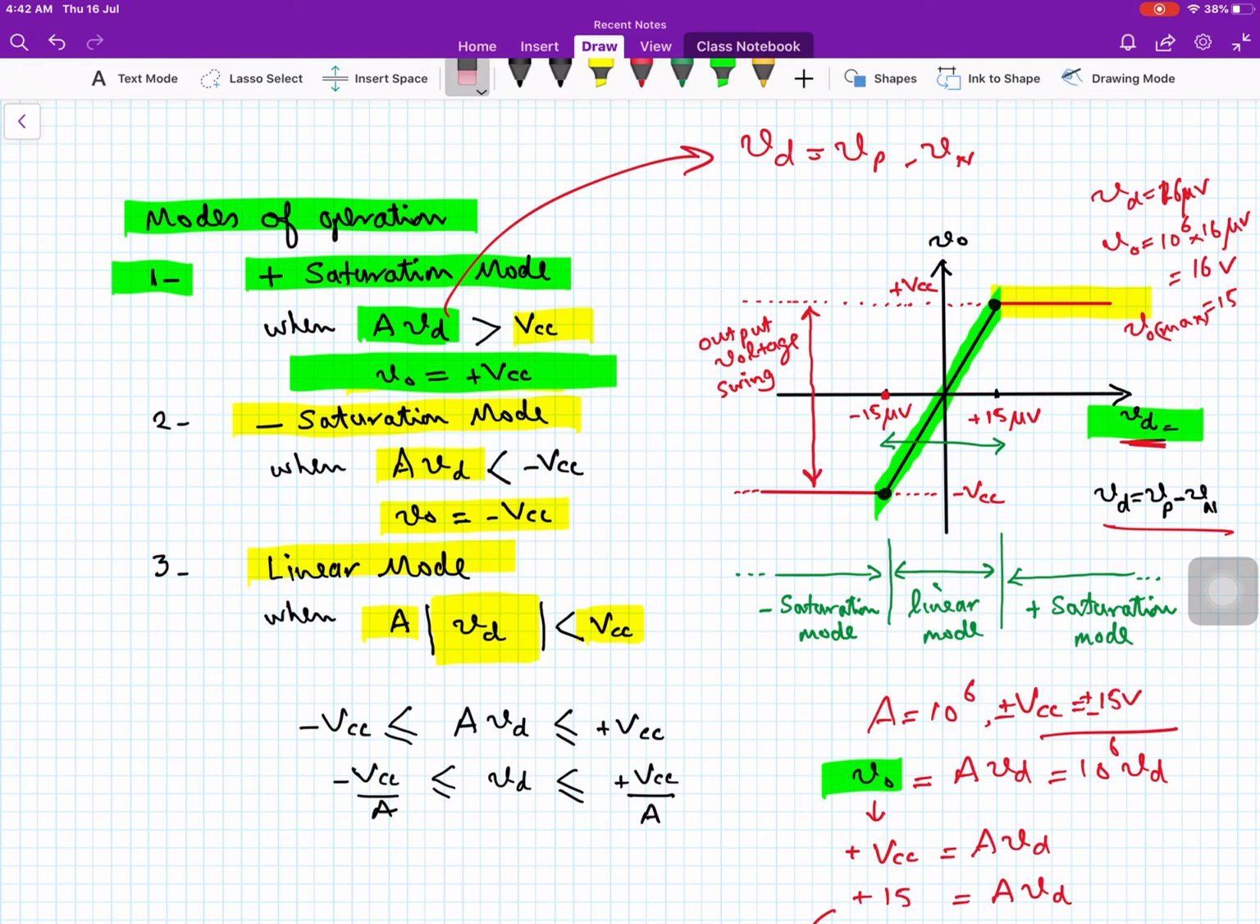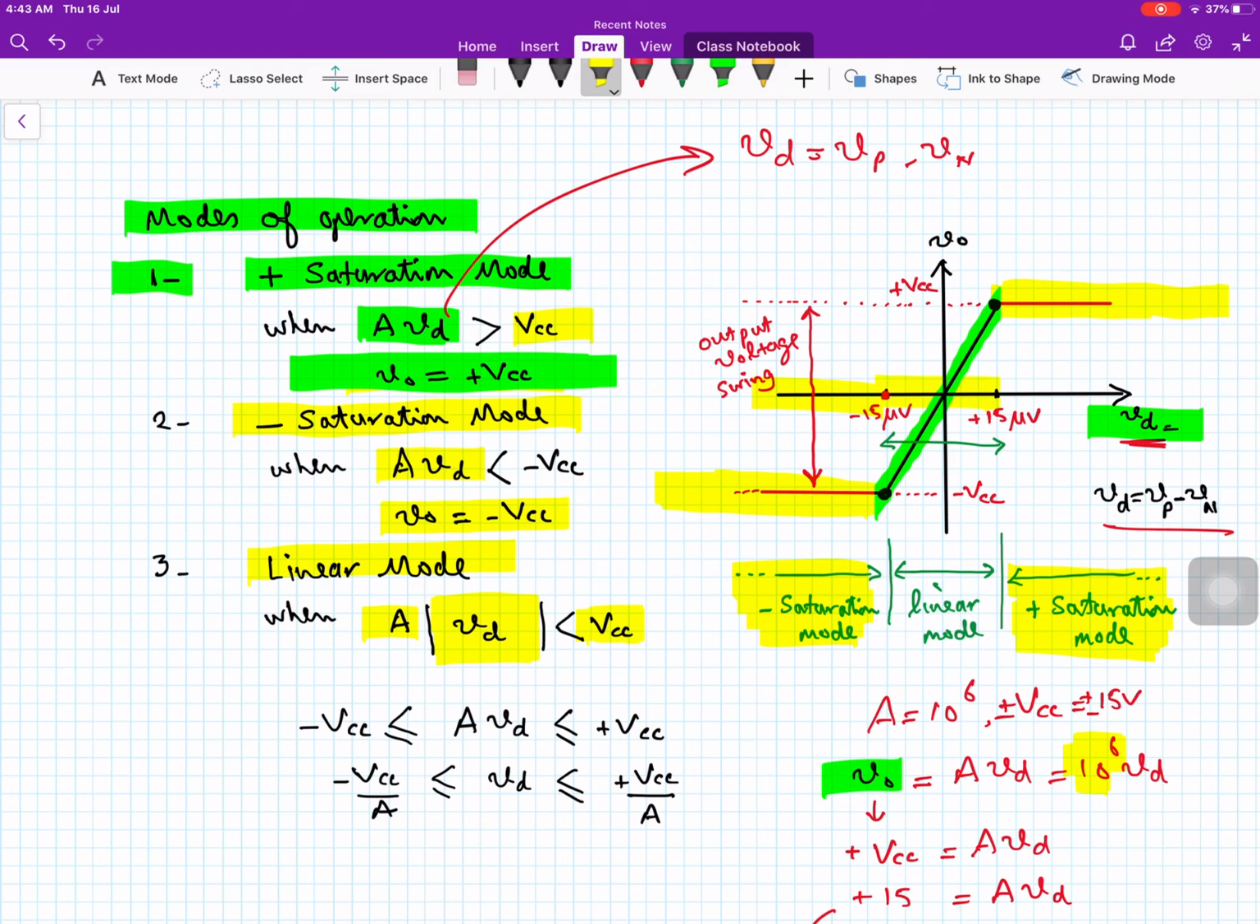So with this, if the differential voltage is greater than 15 microvolt, with voltage amplification 10 raised to the power 6, the output voltage will be stuck at plus VCC. And if the differential voltage on the negative side exceeds minus 15 microvolt, the output voltage will be stuck at minus VCC. So this mode is known as plus saturation mode, when the output will be stuck at plus VCC, and minus saturation mode means when the output voltage will be stuck at minus 15 volt or minus VCC. So when the differential voltage is within the range of minus 15 microvolt to plus 15 microvolt, the operational amplifier will be in linear mode.